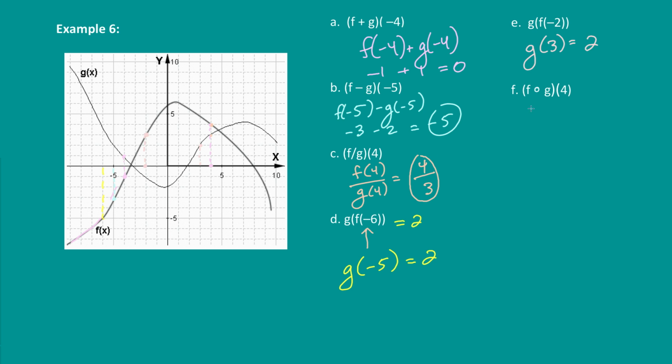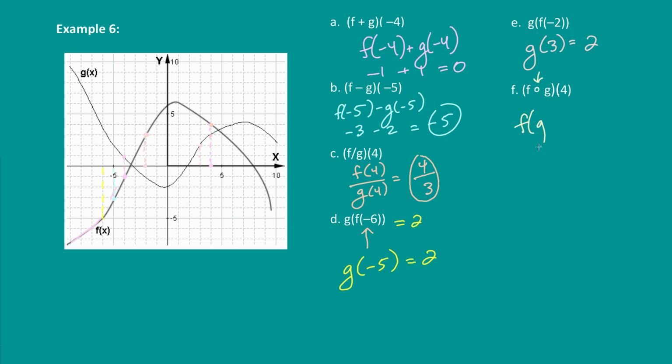The last one is f of g of 4. Again, this is another way of writing what we've done. That's the same thing as these D and E. It's just written in a different way. It looks like f circle g. That's just a little circle. And that will be showing up like that on the test, so be prepared for that.